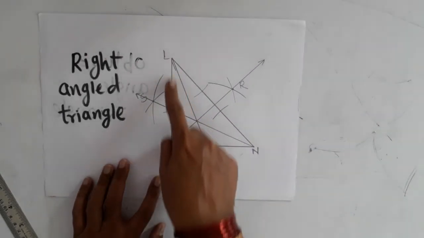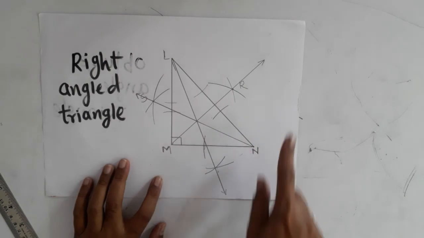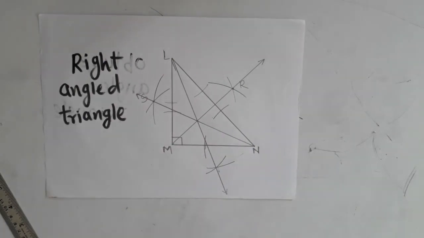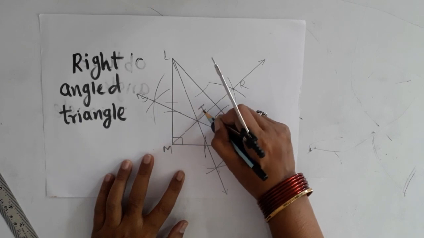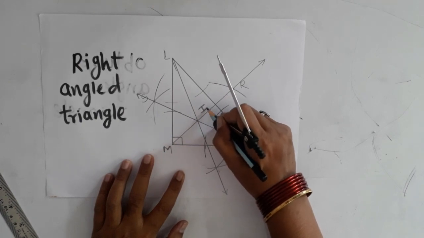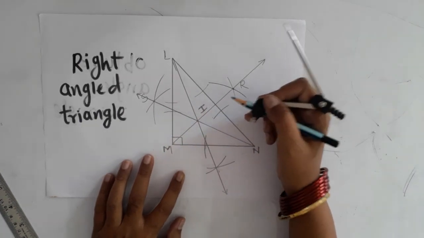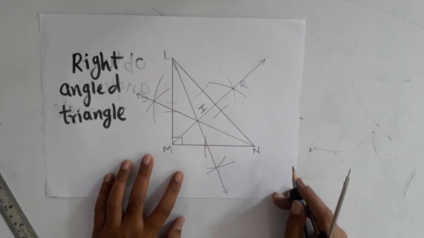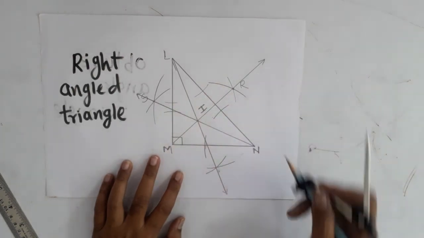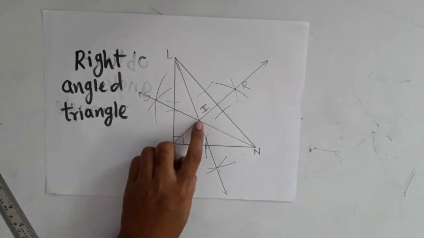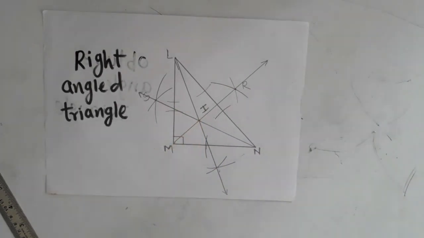Okay, see, all these are the angle bisectors and they pass through the same point. It means that we can say these three angle bisectors are concurrent, and this is the point of concurrence. That's all.